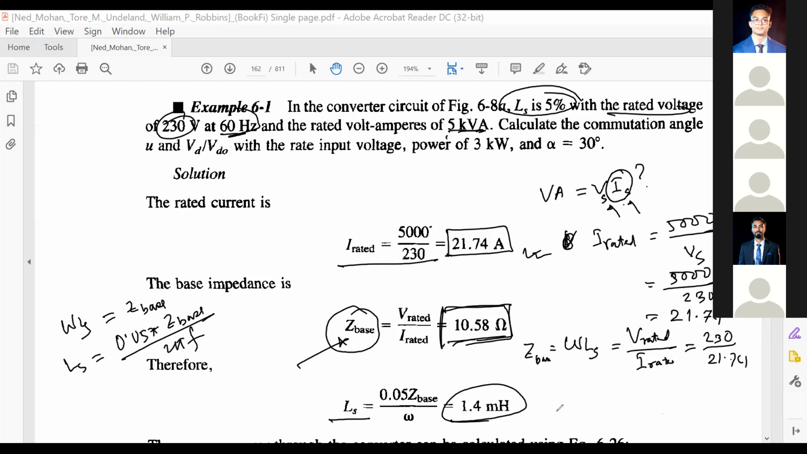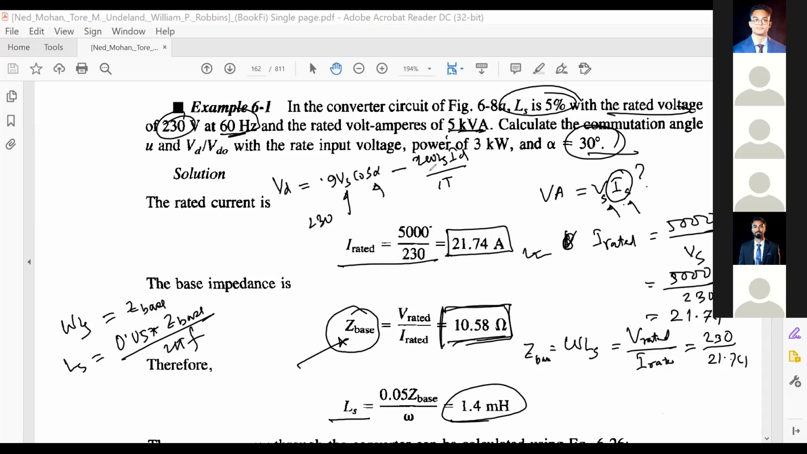Then using equation 6.26, Vt equals 0.9 Vs cosine of alpha minus 2 omega Ls Id divided by pi. So alpha is given already, 30 degrees. You put here Vs equal to 230.